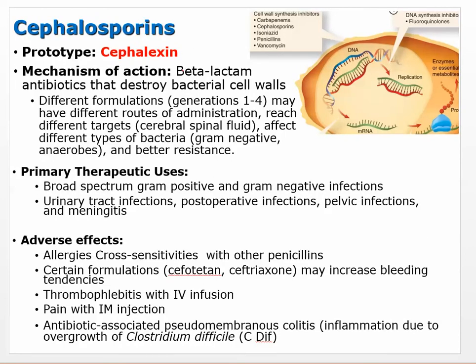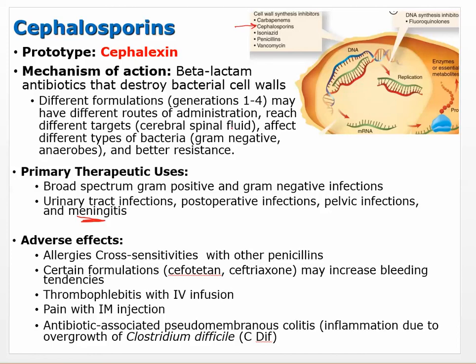Cephalosporins, so cephalexin. They're included here too. Mechanism: they are also beta-lactam antibiotics that destroy bacterial cell walls. Now, in your ATI book, you'll see different formulations, generations 1 through 4. They may have different routes of administration, whether oral, IM, or IV, and reach different targets. Some of them have been modified so they can get into cerebrospinal fluid, which would be good against something like meningitis, which is listed down here.